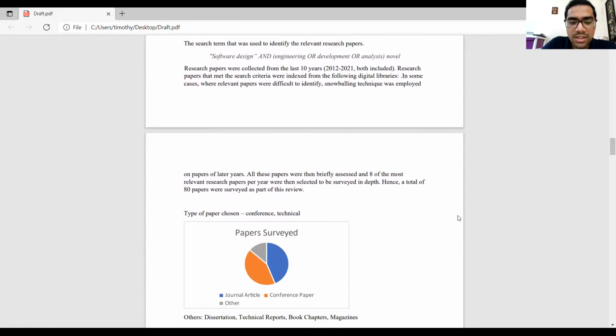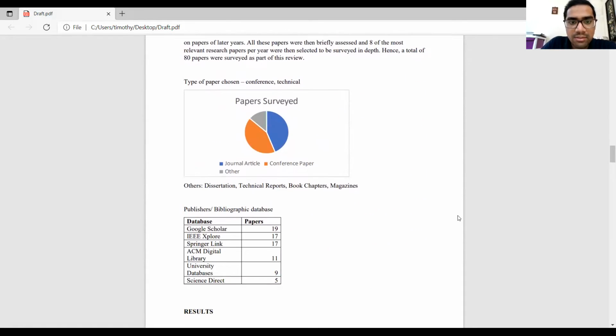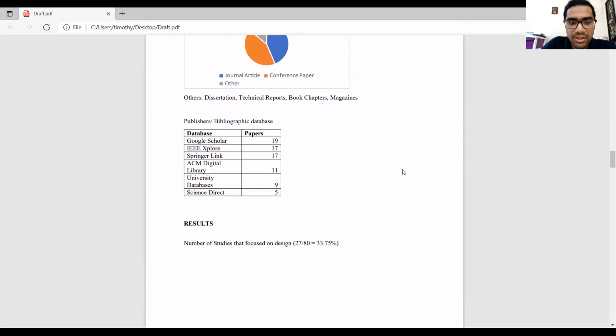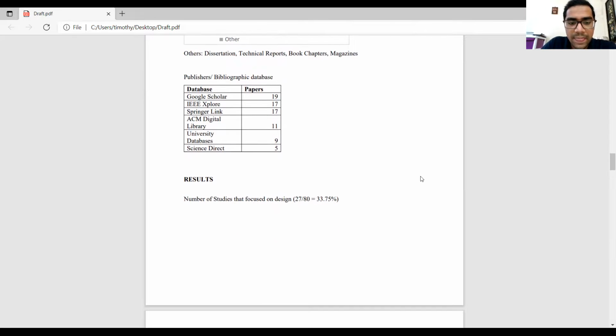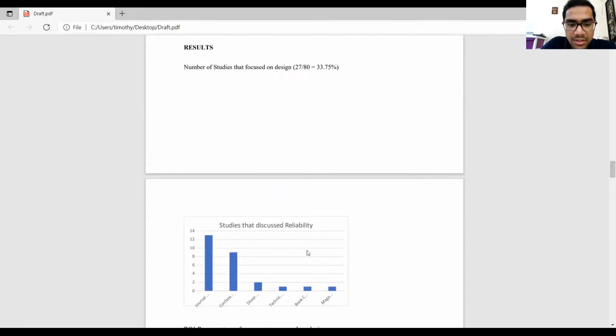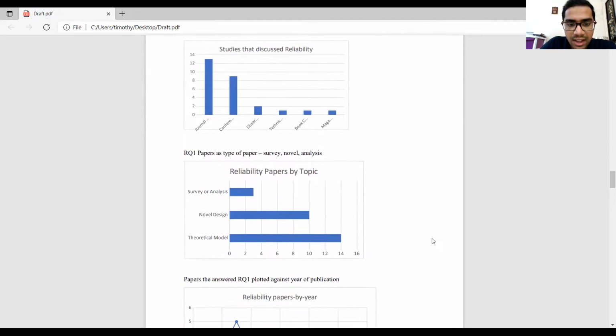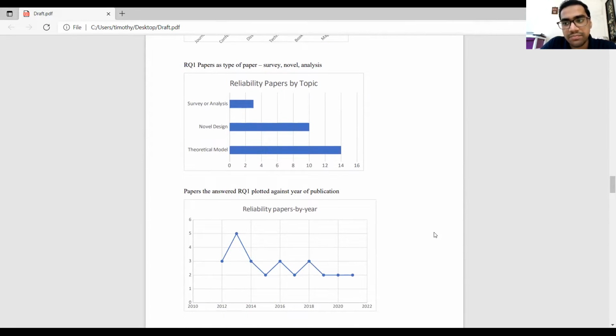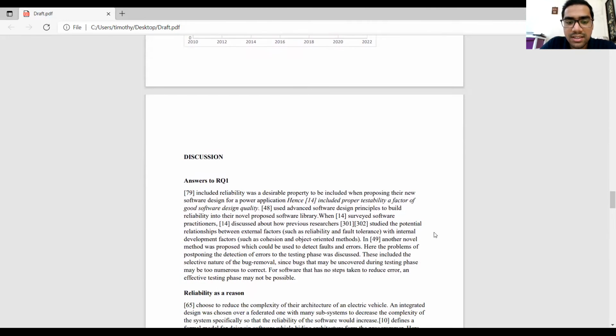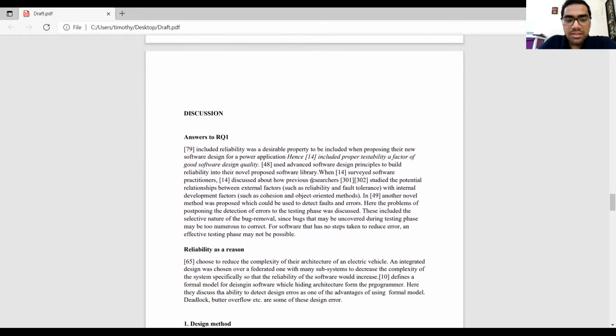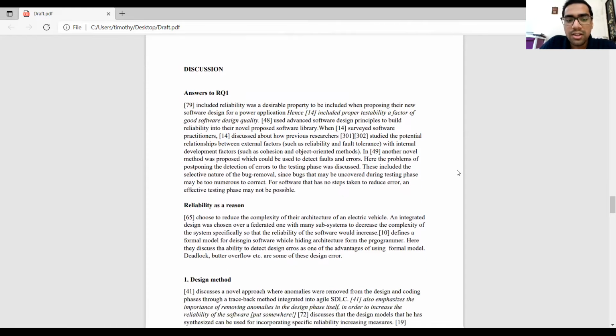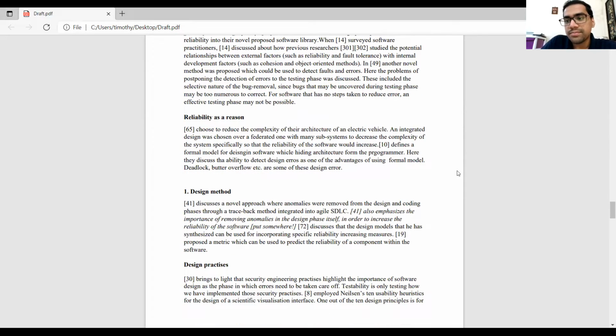And 10 years of papers, and the type of papers, which I have shown before, and the sources. The results: the papers that had discussed reliability, and the papers that had answered research question number 1, and also by year. Then finally is my discussion. The papers that answered research question number 1, that is whether fault tolerance is being included in software design, and also talked about reliability as a reason.